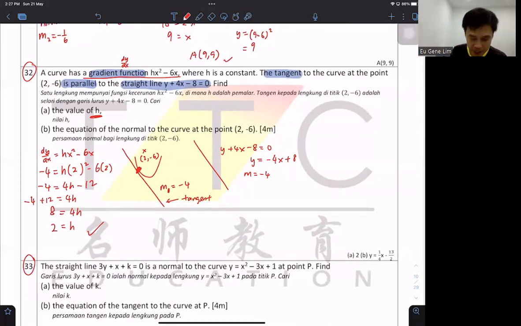Okay, then continue. B. Okay, A is done. Okay, A very good, done. Okay, B. The equation of the normal.